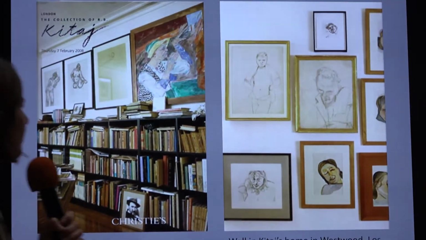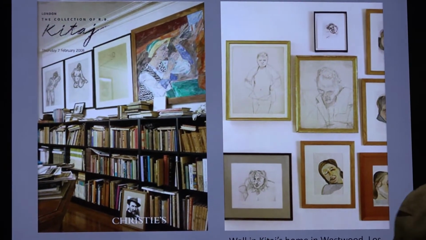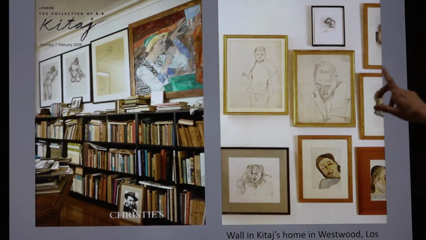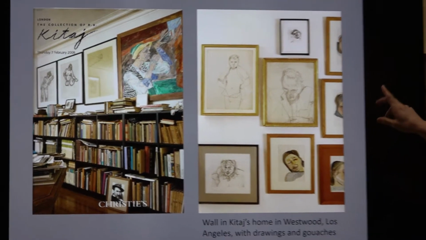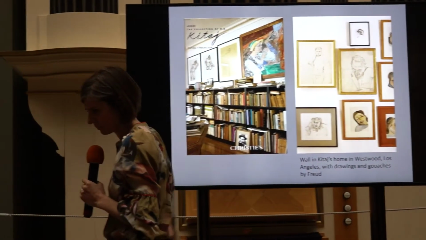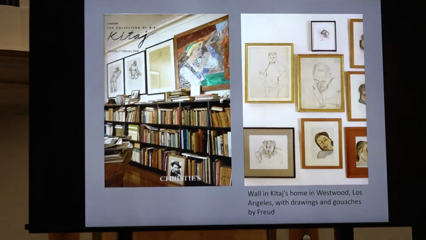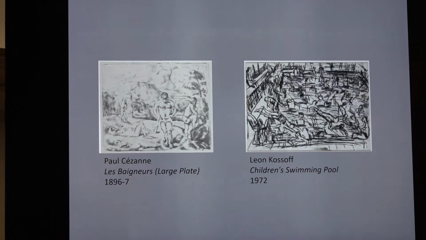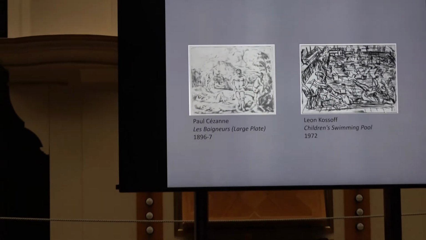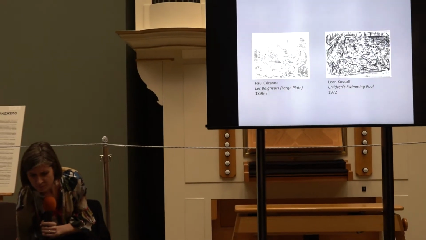And again, continuing to discuss Kitaj, he built a very large collection during his life. We can see a range of drawing and gouache. He collected many works by Freud. He collected works by the masters, as in the case, of course, of Cézanne.